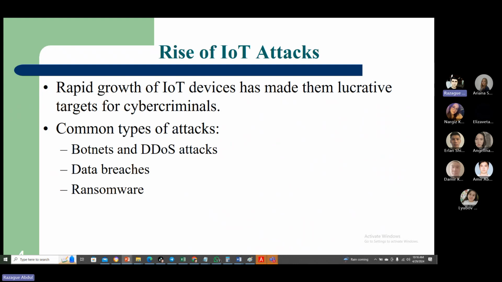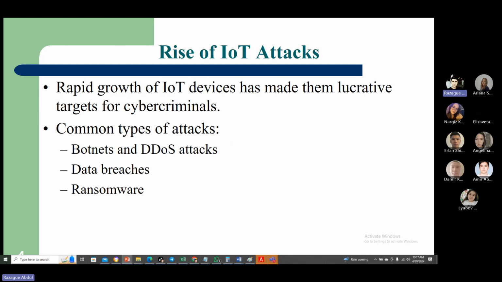The second attack is data breach. IoT devices often collect and transmit sensitive data about their users, such as personal information, login credentials, and behavioral patterns. This data is valuable to cyber criminals for various malicious purposes, including identity theft, financial fraud, and espionage. Data breaches occur when attackers exploit vulnerabilities in IoT devices or their associated cloud services to gain unauthorized access to this sensitive information.